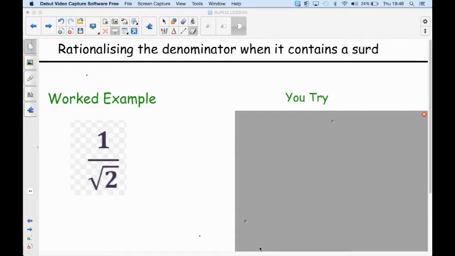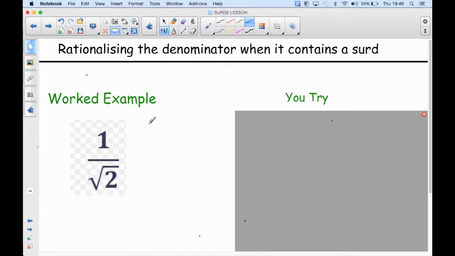Okay, today's video is about rationalizing the denominator when it contains a surd. So we've got 1 over root 2. The denominator has a surd, so the only way to get rid of it is to multiply it by itself. That will turn it into a whole number.